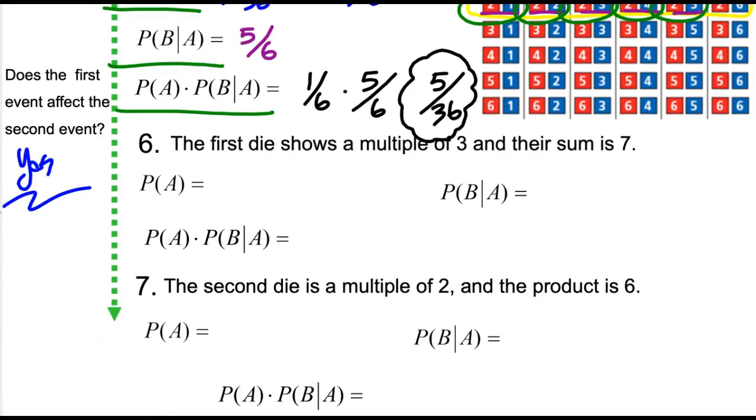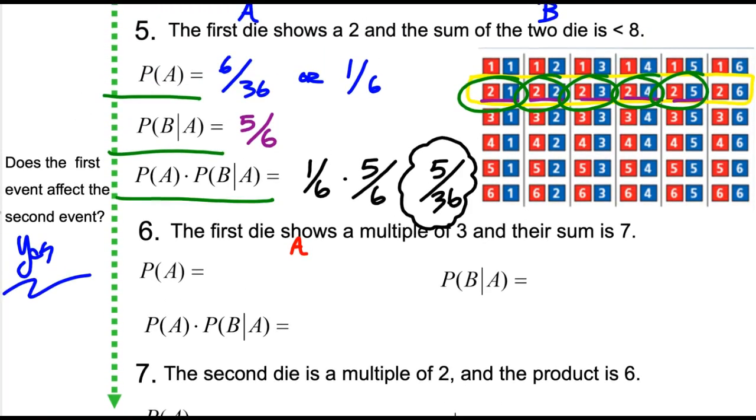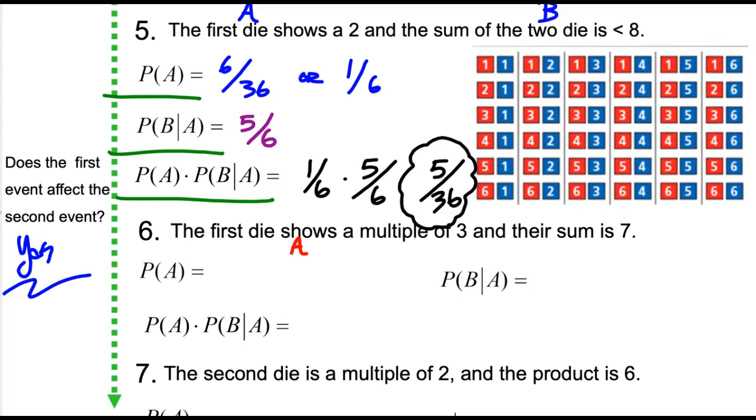Okay. First die shows a multiple of 3 and their sum is 7. So this is just another example of these types of probabilities here. First die shows a multiple of 3. What's the probability of that? Okay, that would be my A. And multiple of 3. So what are multiples of 3? 3 or 6? So the first die shows a multiple of 3 would be that row or this row, correct?